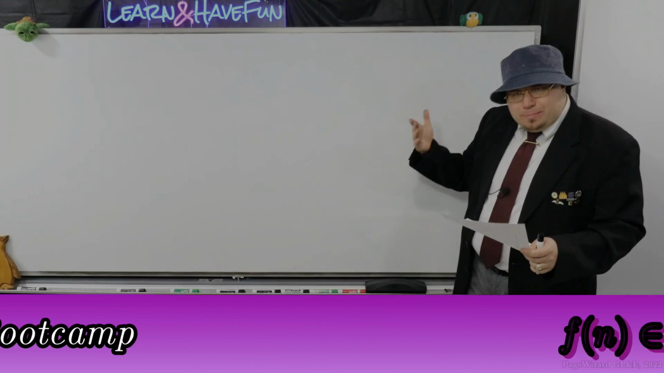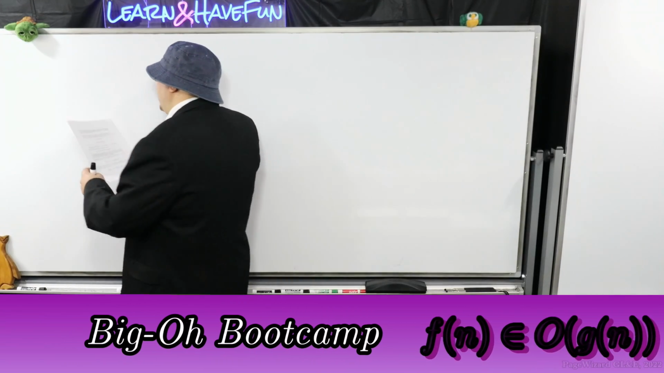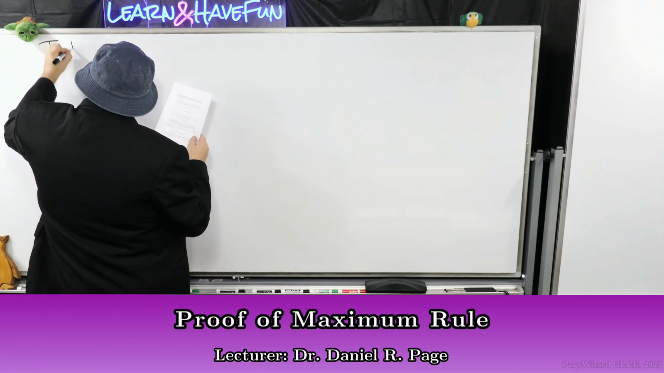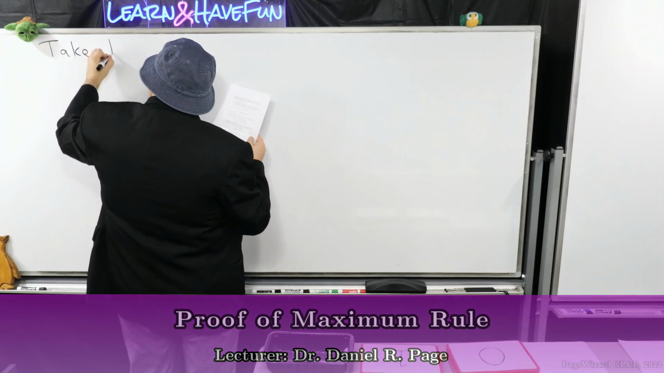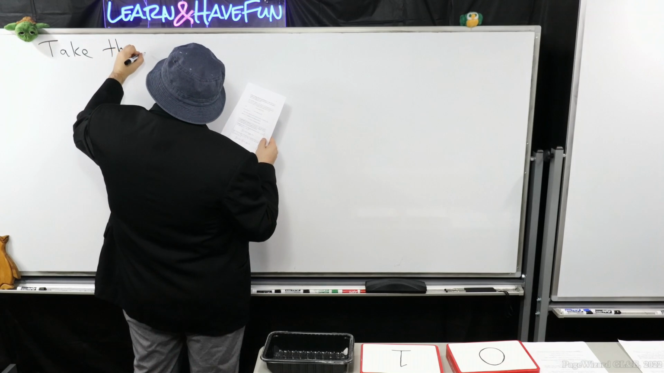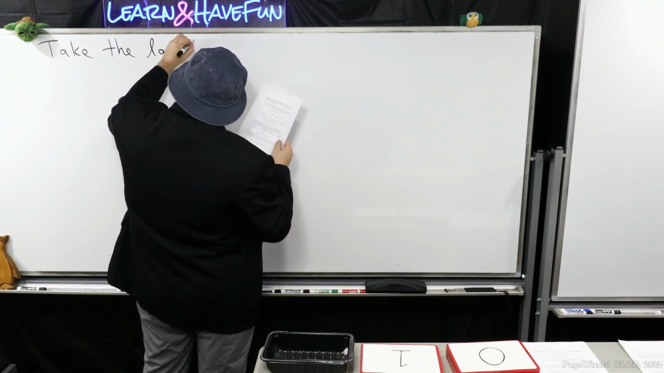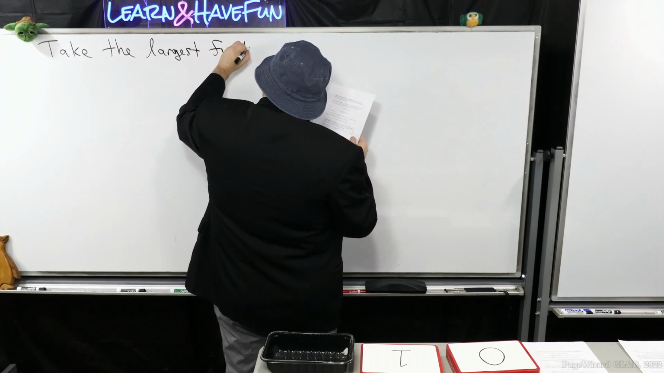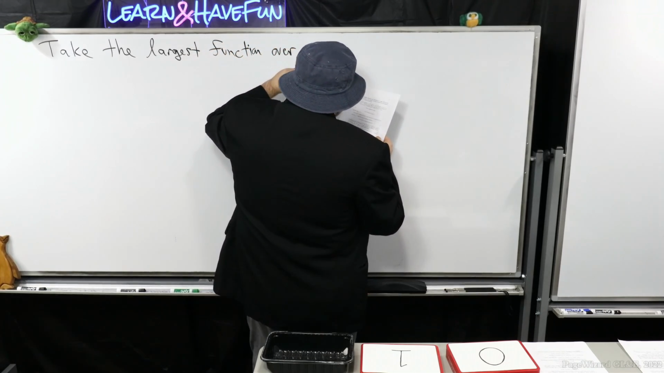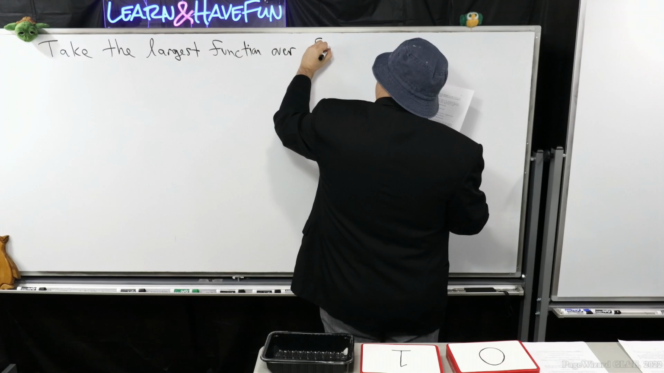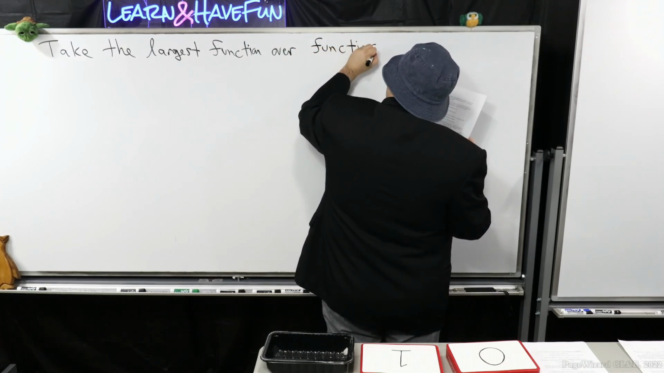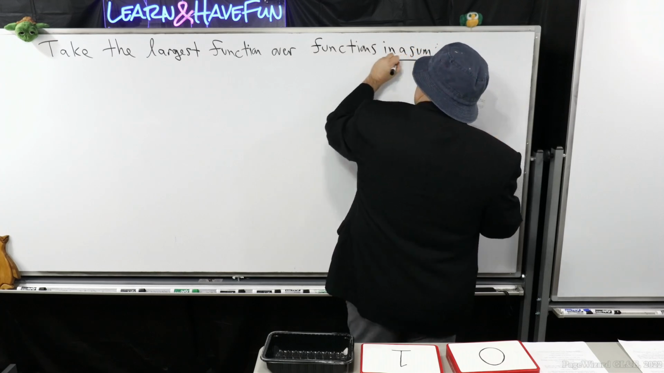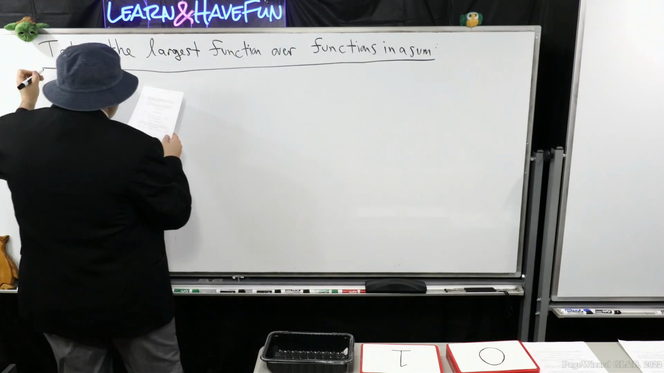So some might call this the max rule. I'm going to call it as follows. This is the next property we're going to talk about here. Like I said, some people call this the max rule. Take the largest function over functions in a sum. So what do I mean by this?